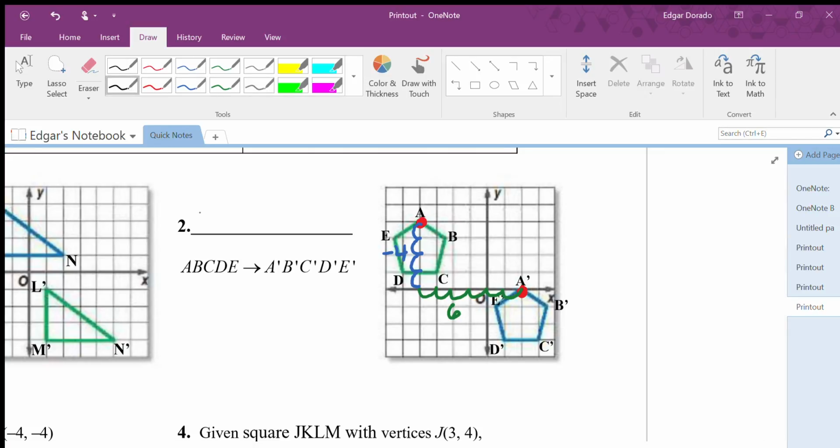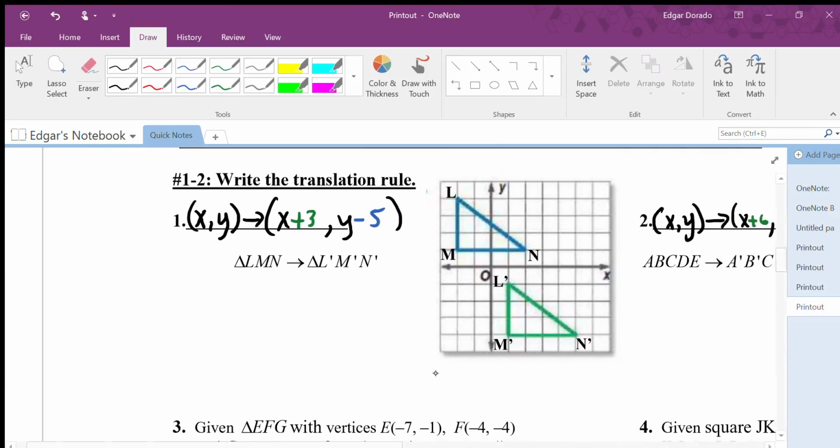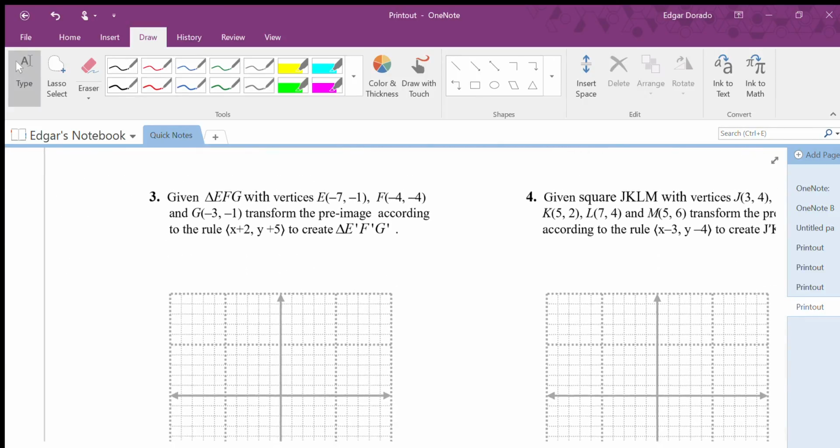So let's write our rule. X comma y transform to. Now it's just like to put my x and y, I need to know in what two directions. Remember, x is left and right, y is up and down. So left and right, I went plus 6 on my x, and I went down 4 on my y. Alright, so my rule is x plus 6 and y minus 4. Alright, so hopefully you guys had that as your answer for number 2. Let's go ahead and move on to example number 3.